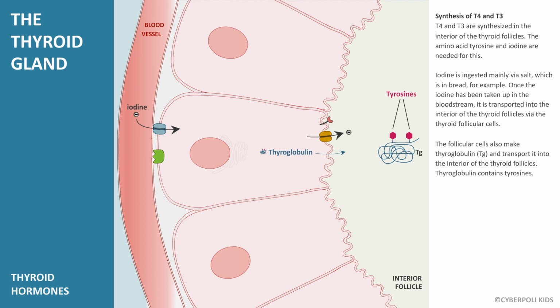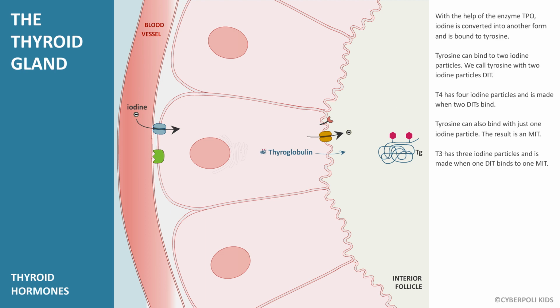Thyroglobulin contains tyrosines. With the help of the enzyme TPO, iodine is converted into another form and is bound to tyrosine. Tyrosine can bind to two iodine particles. We call tyrosine with two iodine particles DIT. T4 has 4 iodine particles and is made when two DITs bind.